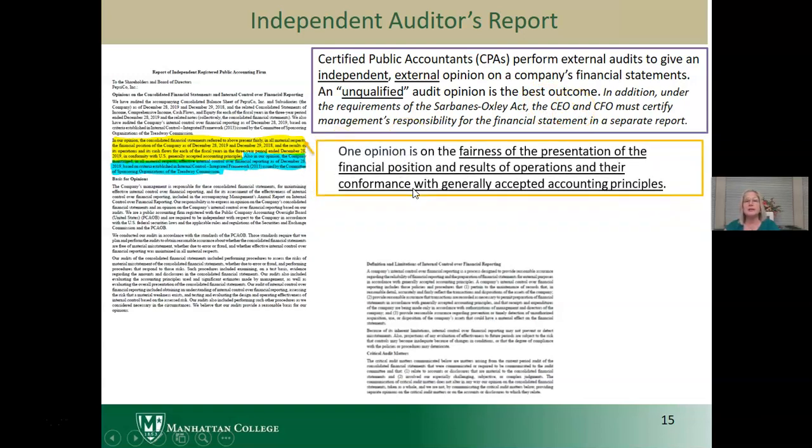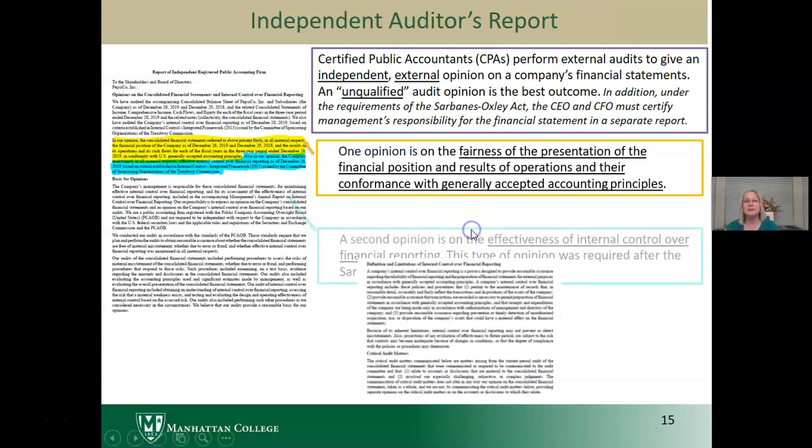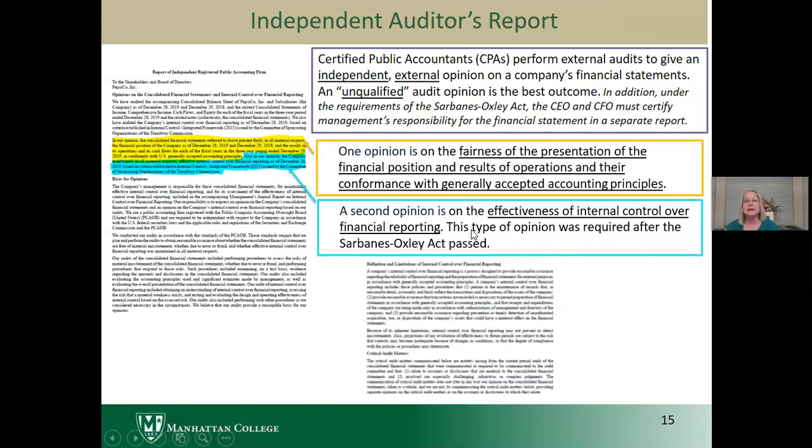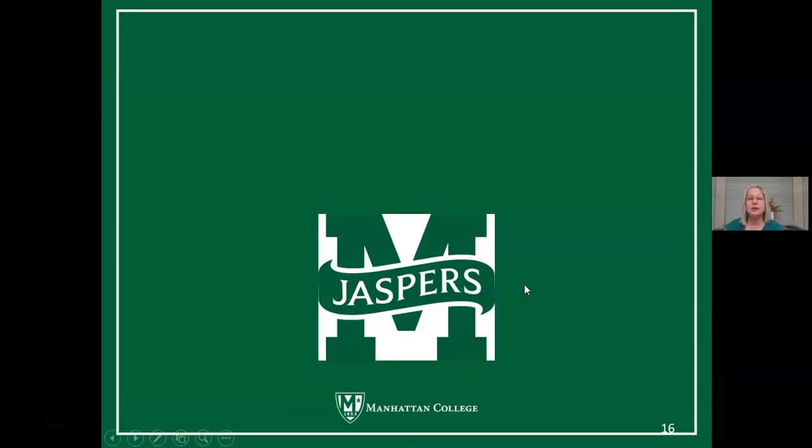So one is an opinion on the fairness of the presentation of financial position and results of operations in conformance with the generally accepted accounting principles here in the US for PepsiCo. A second is on the effectiveness of internal control over financial reporting. And this type of opinion was required after the Sarbanes-Oxley Act was passed. And they also give you more information about internal controls.